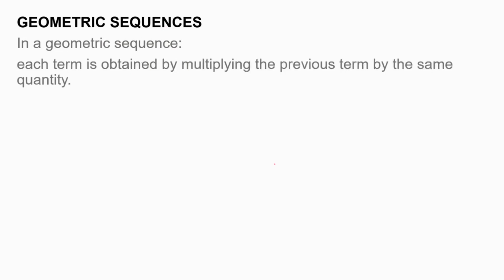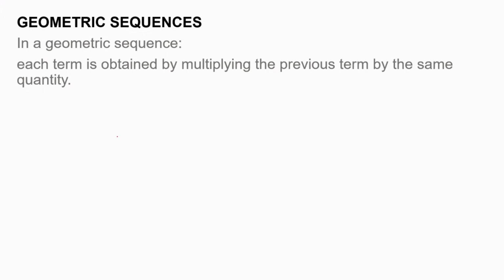But in this tutorial, I will introduce geometric sequences. In a geometric sequence, each term is obtained by multiplying the previous term by the same quantity. What do I mean by that?